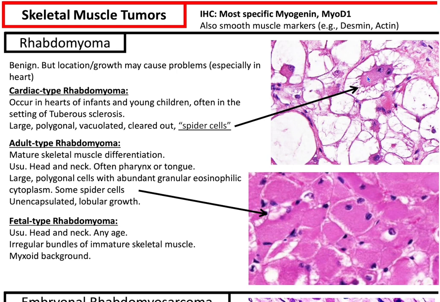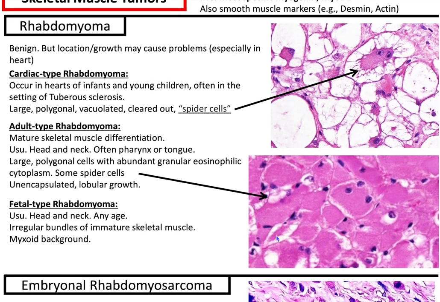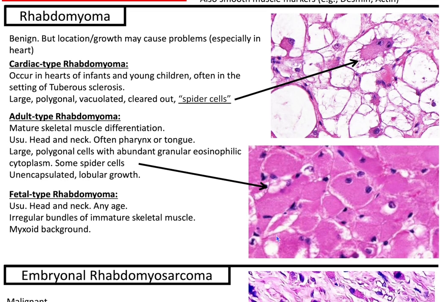So your cardiac type rhabdomyoma occurs in infants and young children. You'll have large polygonal vacuolated cleared out cells, spider cells, and it's often in the setting of tuberous sclerosis. And then you can have your adult type rhabdomyoma, usually in the head and neck, often pharynx or tongue. You'll see large polygonal cells with abundant eosinophilic cytoplasm. You can see some spider cells, and it's unencapsulated and has a lobular growth. And then fetal type rhabdomyoma, also usually in the head and neck, any age. You'll have irregular bundles of immature skeletal muscle and a myxoid background.